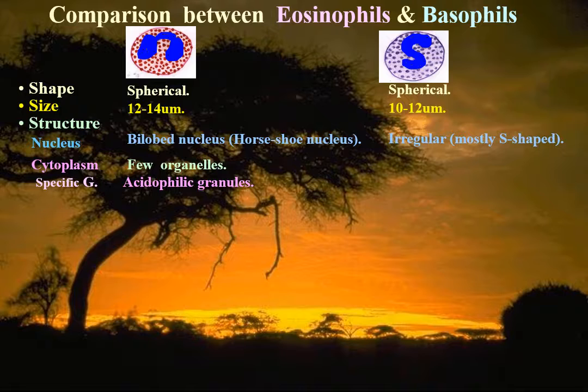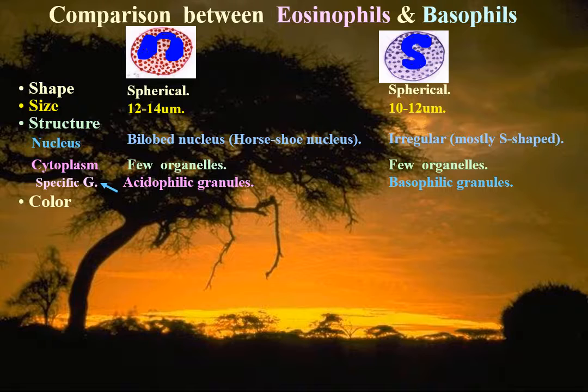The cytoplasm of basophils, on the other hand, also contains few organelles and large specific basophilic granules, metachromatically stained with toluidine blue. These granules contain heparin and histamine, similar to granules of mast cells of the connective tissue.